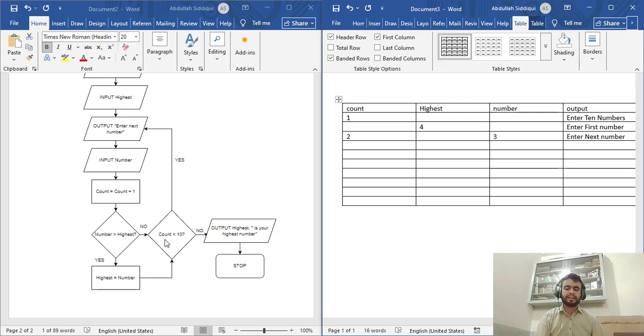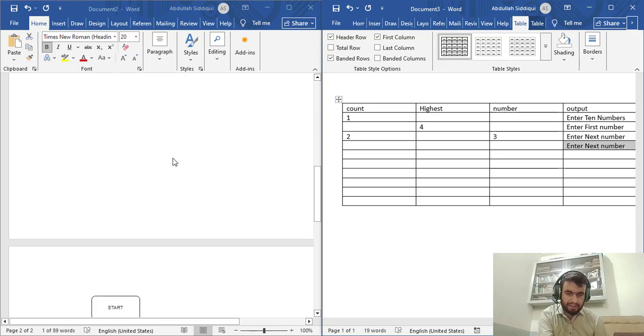Now we have another condition. Is the count less than 10? Yes. So we have to execute. Enter the next number. Then input number. What is the next number? The next number is 7.